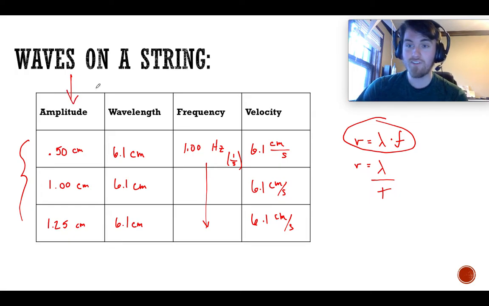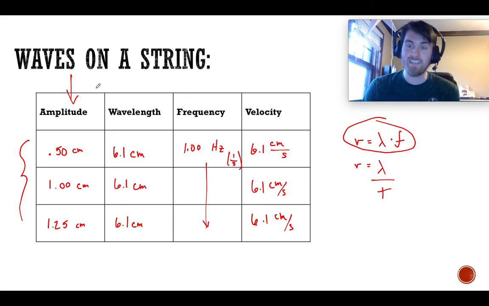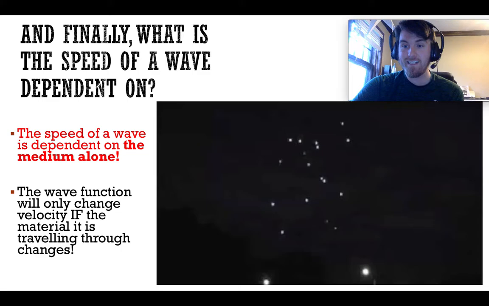Some of you on your labs probably noticed that it went up and then down and then left and right, and it really didn't make any sense because your data did not follow a conclusion. The reasoning for that is because you had a lot of error in your timing. The velocity of a wave is very dependent on the medium alone. The velocity of a wave does not change unless you change the material in which the wave is traveling through.